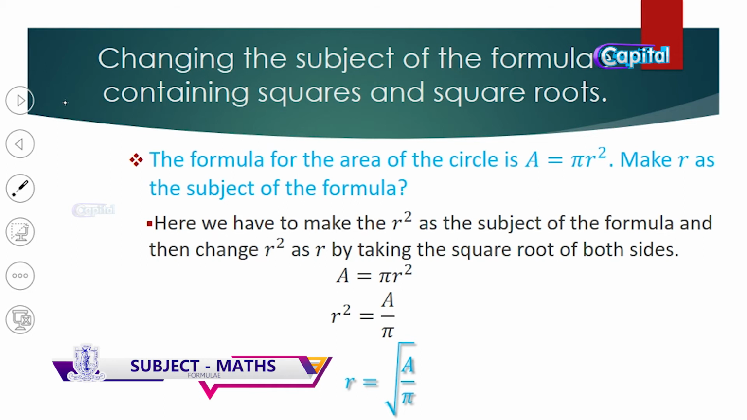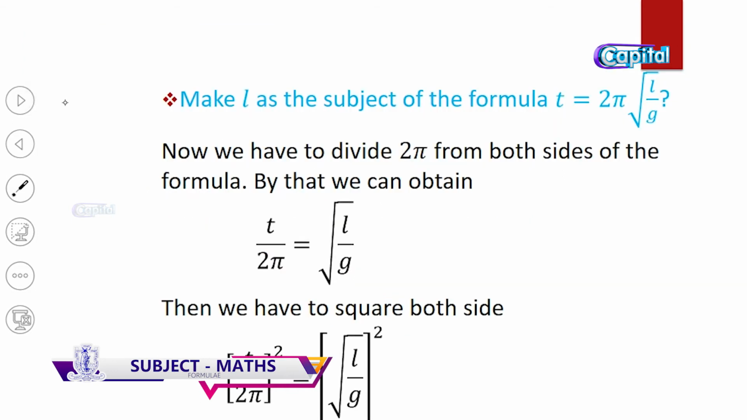And let's look into another example. In the formula T is equal to 2 pi root L over g, we have to make L the subject. For that purpose, we have to divide by 2 pi on both sides. By that we obtain T over 2 pi equal to root L over g.